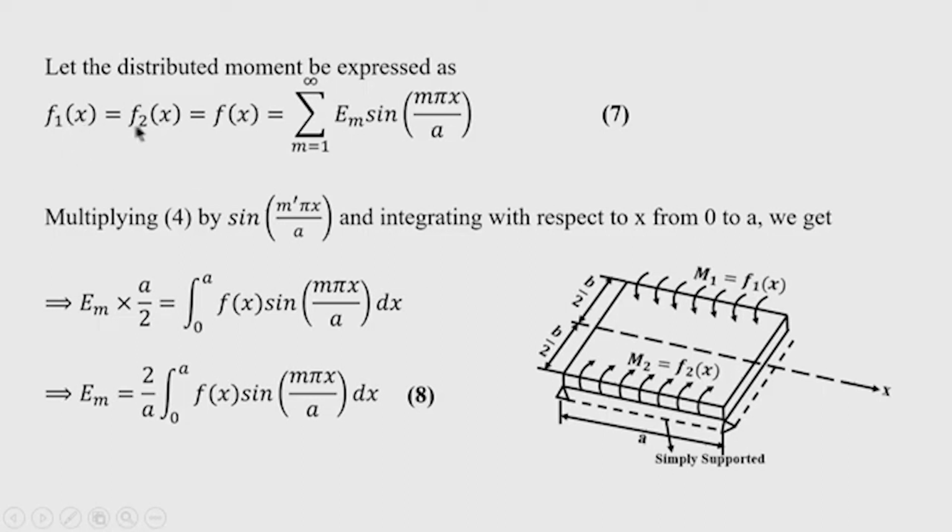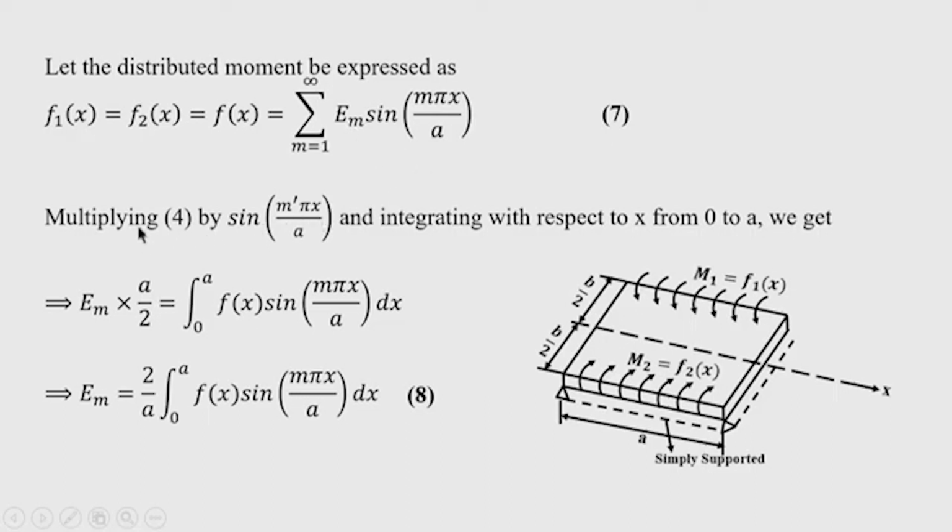So, f 1 x is equal to f 2 x. We have taken f x, which is the distribution of the moment along x, at y equal to plus minus b by 2. So, it is expressed as a Fourier series, m equal to 1 to infinity, the summation going up to infinity, and the coefficient of the Fourier term, a general coefficient E m, into sin m pi x by a, because any function you can express in terms of a Fourier series. Okay. Now, let us see what E m is.